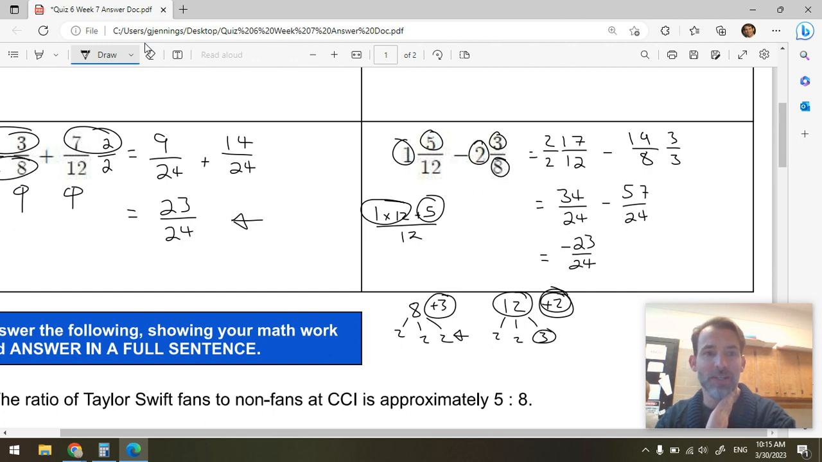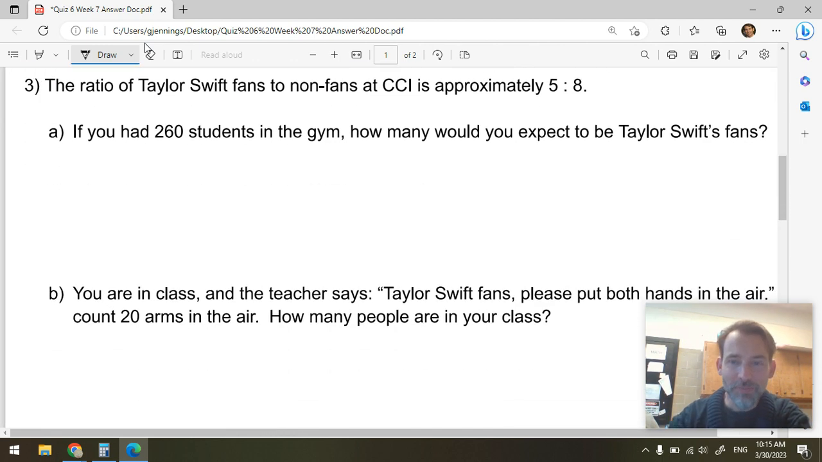Yeah. So it's the opposite of that one. Very similar question. Cool. Now, here's a question for all you Swifties out there. The ratio of Taylor Swift fans to non-fans at CCI is about 5 to 8. So let's see. If you had 260 students in the gym, how many would be Taylor Swift fans?